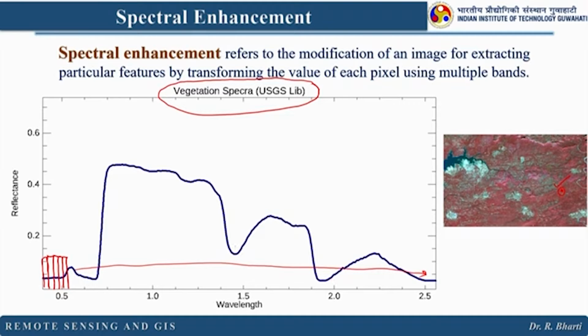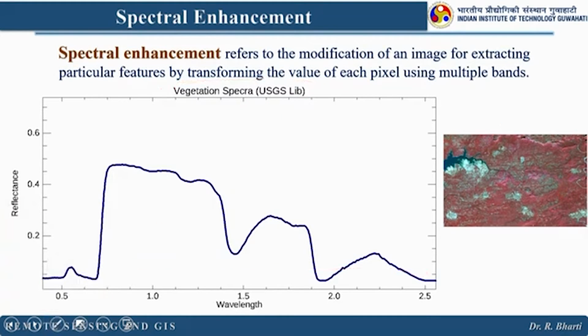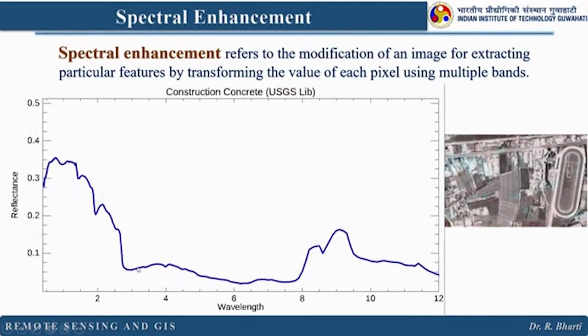Now if you extract one pixel value, what will happen? You will have a DN number or reflectance value or emittance value for this particular band, and in the background you have hundreds or thousands of bands. Then you can produce this kind of spectra, right? Now next is from a building. So you can see here, this is for construction concrete. Again it is from the USGS library.